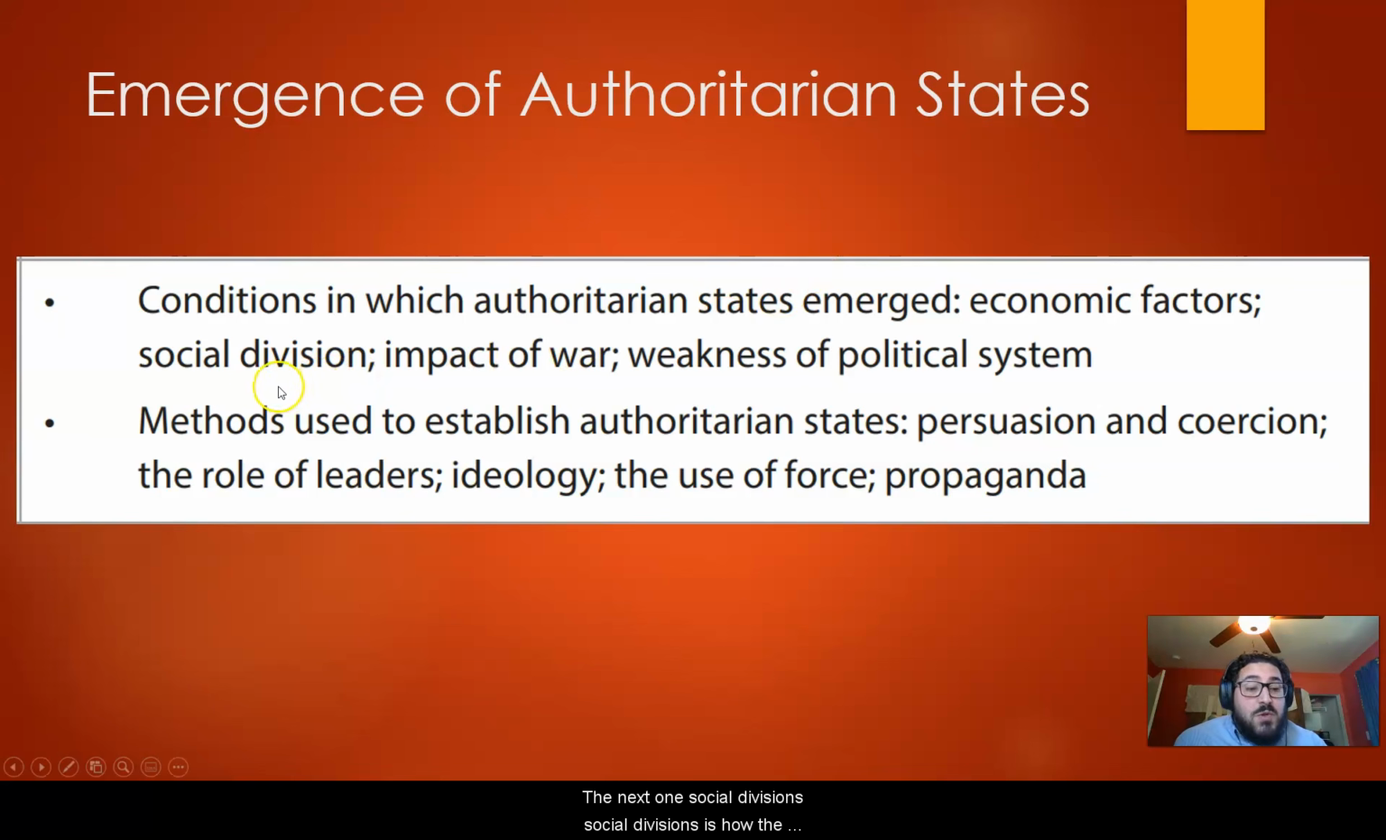The next one, social divisions. Social divisions is how the country was divided, how they were separated between different groups of people. This could be ethnic, religious, or political. It's any sort of division, any sort of clash between different groups of people. If it's economic class, we're talking about the division between upper class and middle class, low class and middle class, low class and high class.